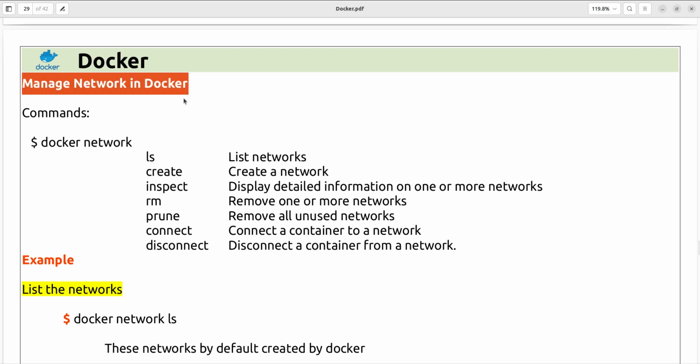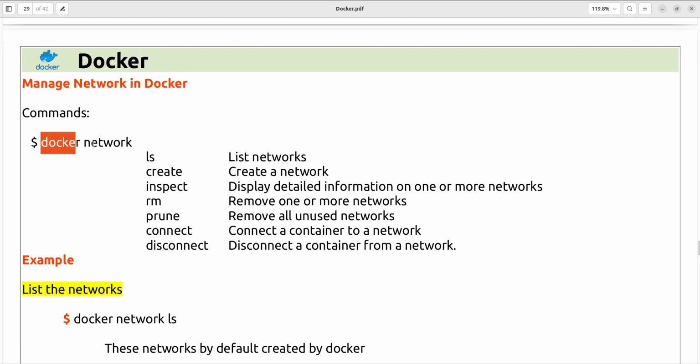Similarly, to manage the network, you have to use the docker network command. With docker network, ls will list the networks. Create will create a network. Inspect will inspect the network. Remove will remove the network. Prune removes unused networks. Connect will connect the container to the network. Disconnect will disconnect the container from the network. Okay, all these we will see in our next session.